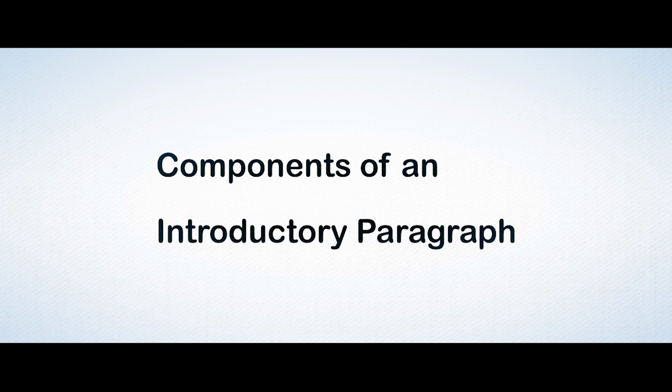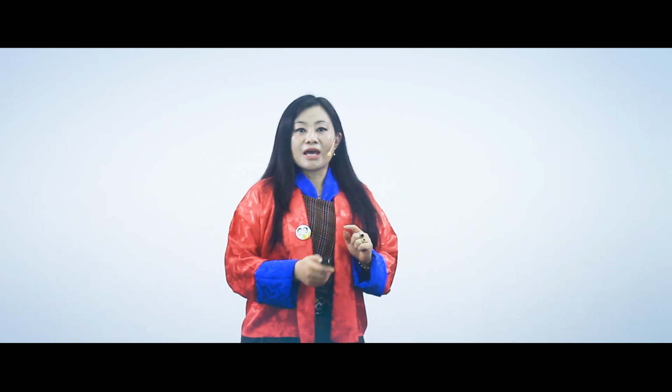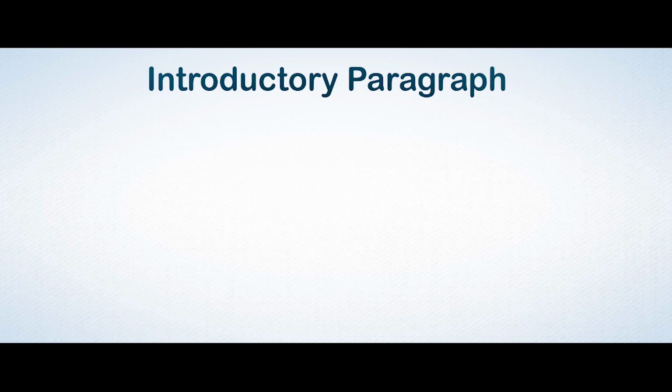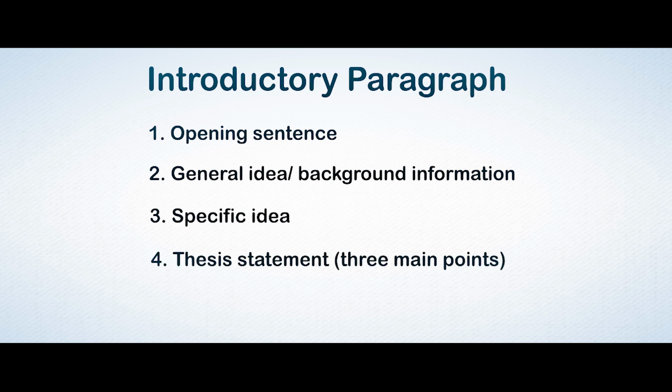So here I would like to mention that the introductory paragraph has its own distinct features and structures that are different from that of a body paragraph. And the body paragraph, in a similar manner, also has its own distinct features and structures. And so does the conclusion or the concluding paragraph. So with this, let's look at the components of an introductory paragraph. Number one, opening sentence. Next, we have general idea, and then specific idea, and then the thesis statement with three main points. So these are the components of an introductory paragraph.